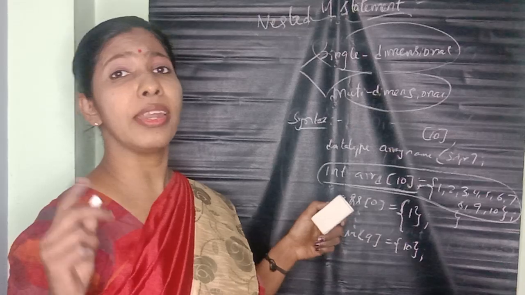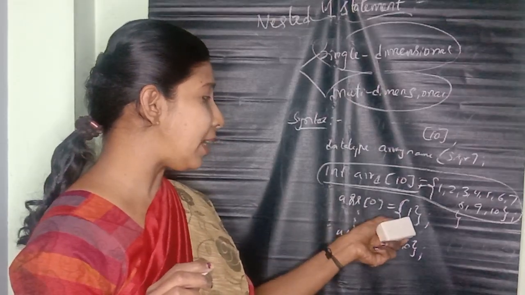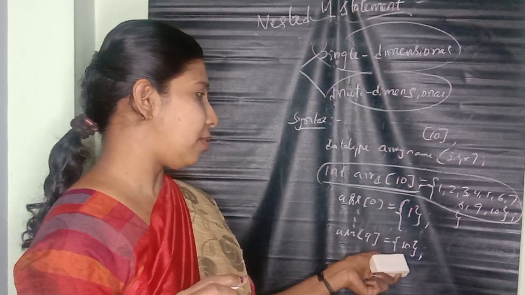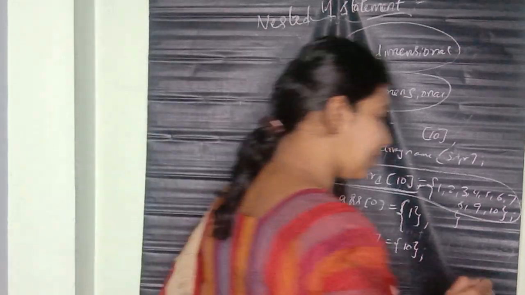Array starts with the index, already I said array starts with the index 0. So array of 0 consists of the 1st element. Array of 9 consists of the 10th element. Okay, array value is 10. Okay, make a note of it. Let us see the whole program, how the array will be executed.